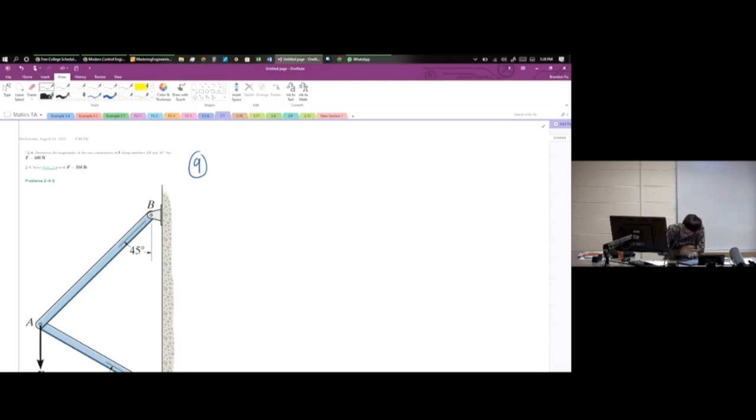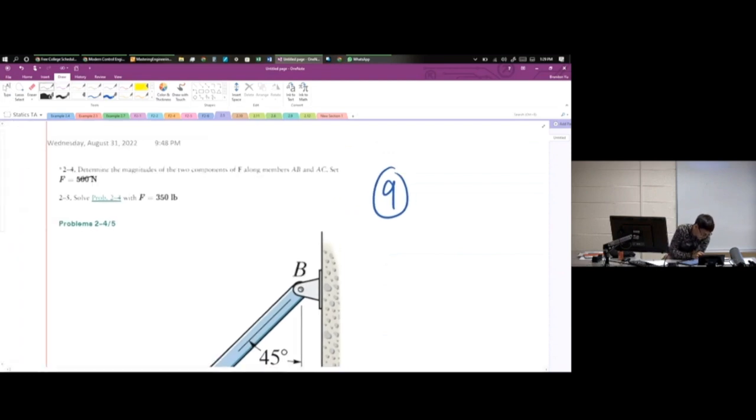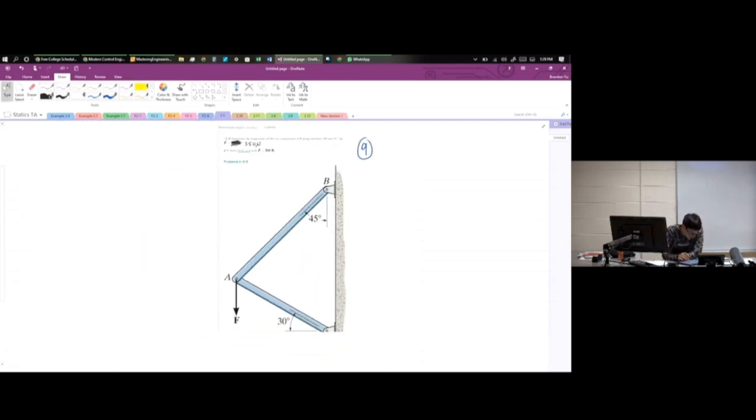Which one am I doing? I'm doing 2.5. So we're supposed to determine the magnitudes of the two components of F along members AB and AC, with F equals 350 newtons. So it gives you this figure.